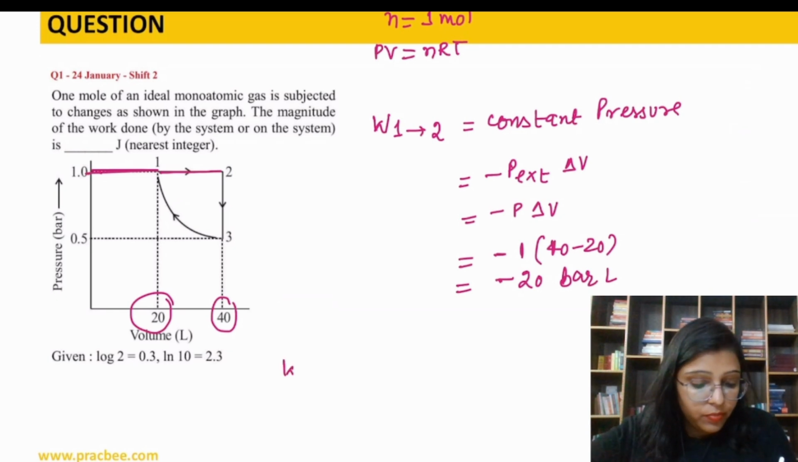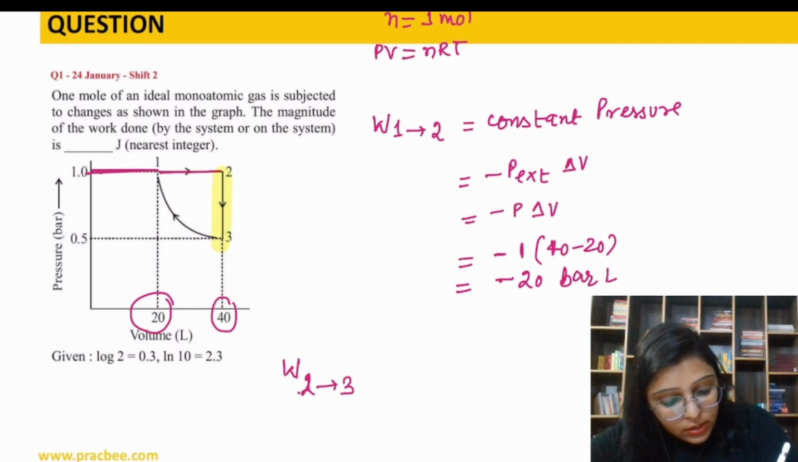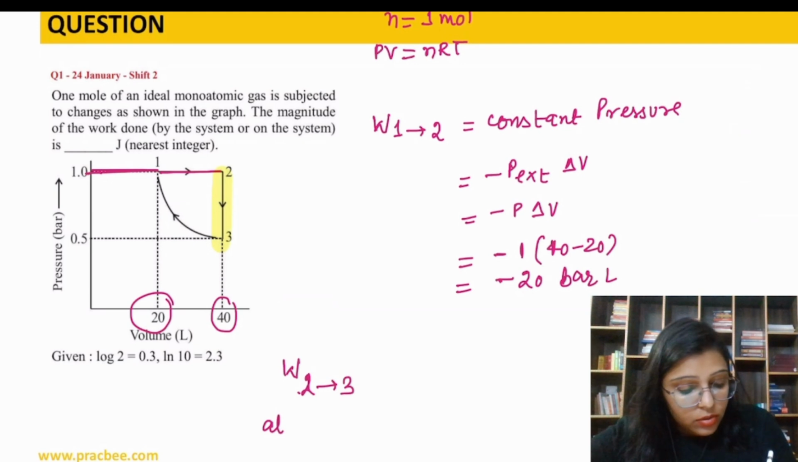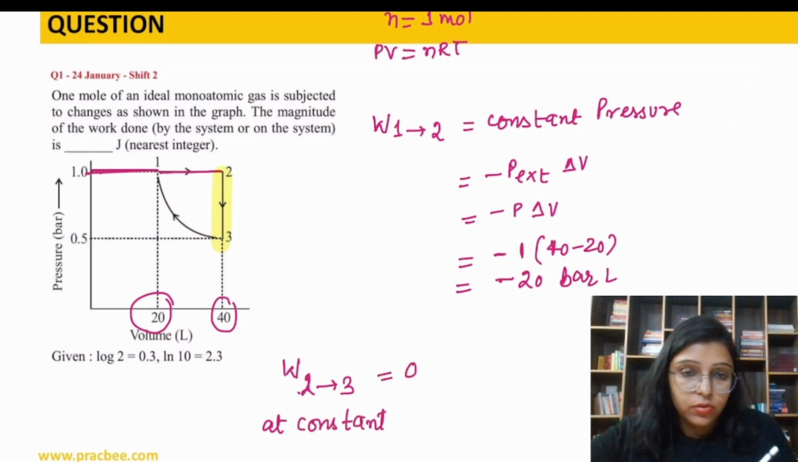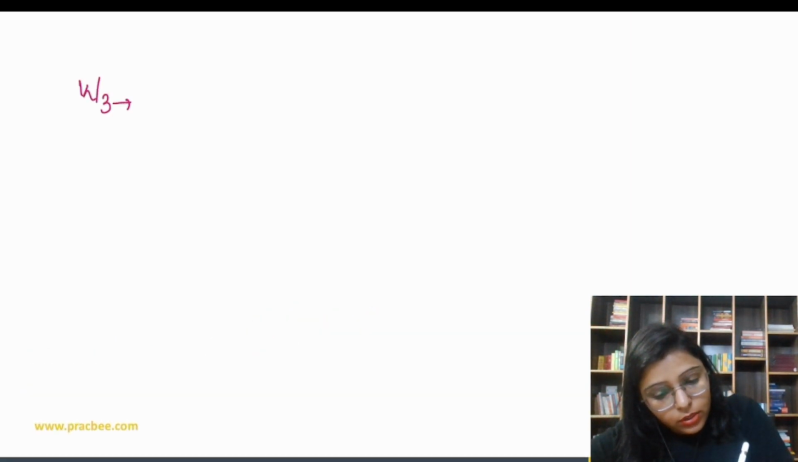Okay. Now for the work done from 2 to 3. This is at constant volume. So at constant volume, work done is equal to 0. So now we need to find out the work done for 3 to 1.